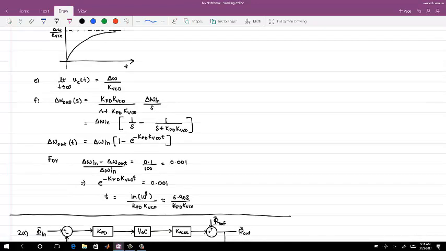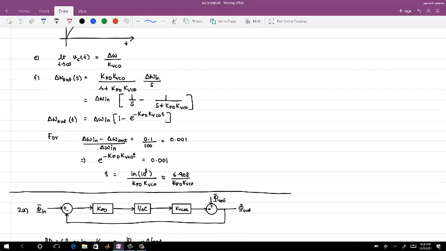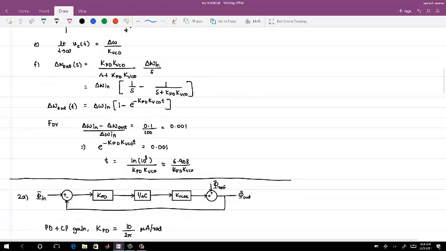The other thing is what is the settling time for 0.1% frequency error in response to a step. This also comes to the exponential settling. Everyone got this, right? I do not see any issue.